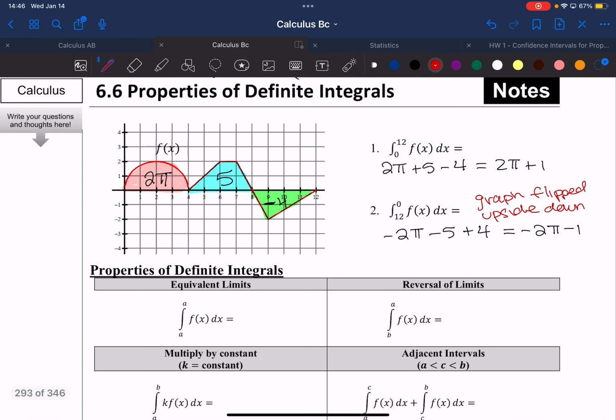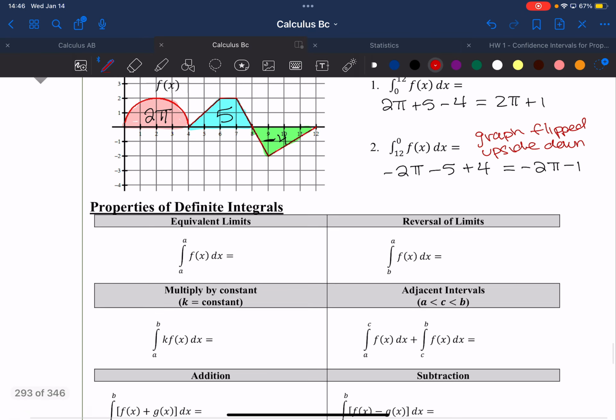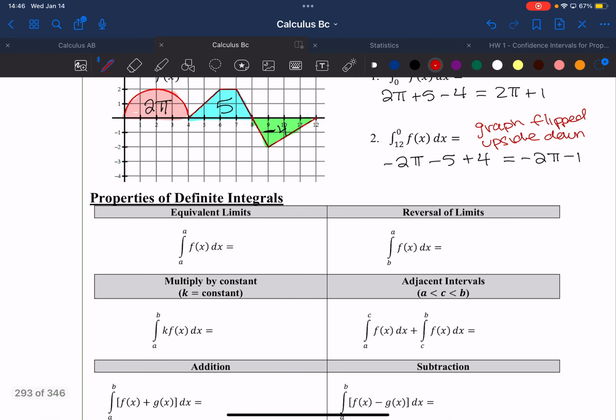So now we're going to look at some properties of the definite integral. Looking at the first one, we have equivalent limits. This is the integral from a to a of f of x dx. That means we started at position A and we stopped at position A. So did we go anywhere? No. So with this property, if our bounds are the same, then we say 0.